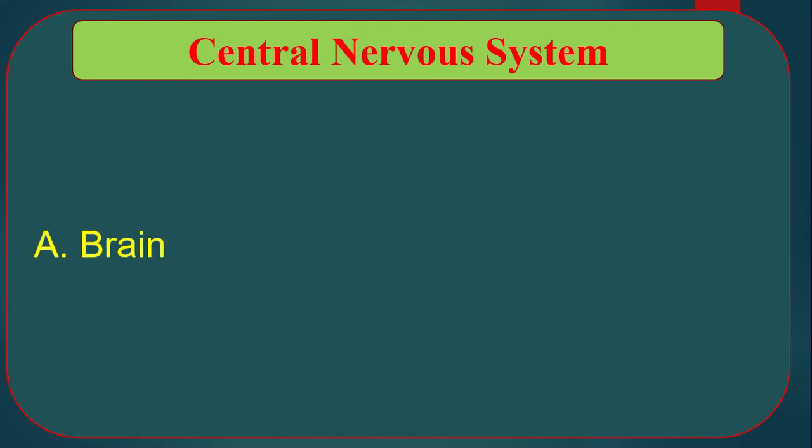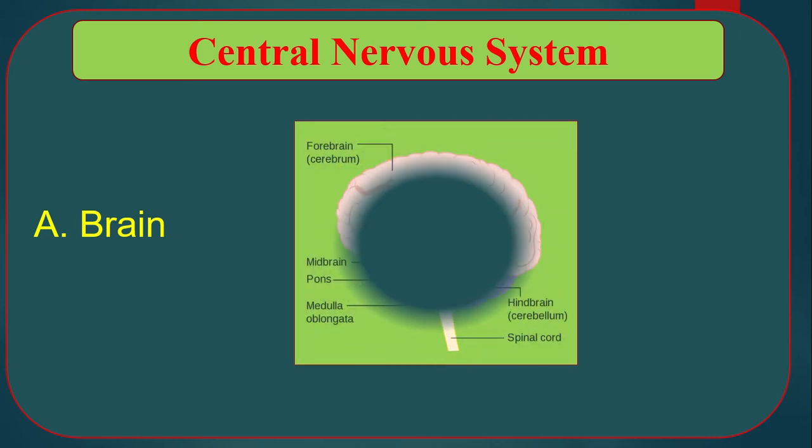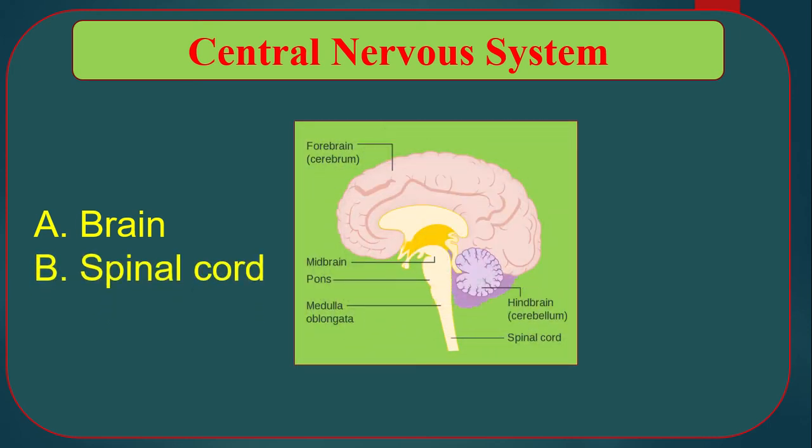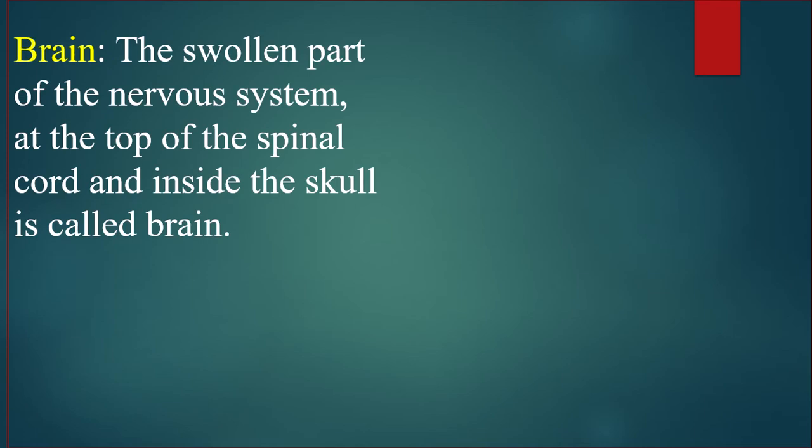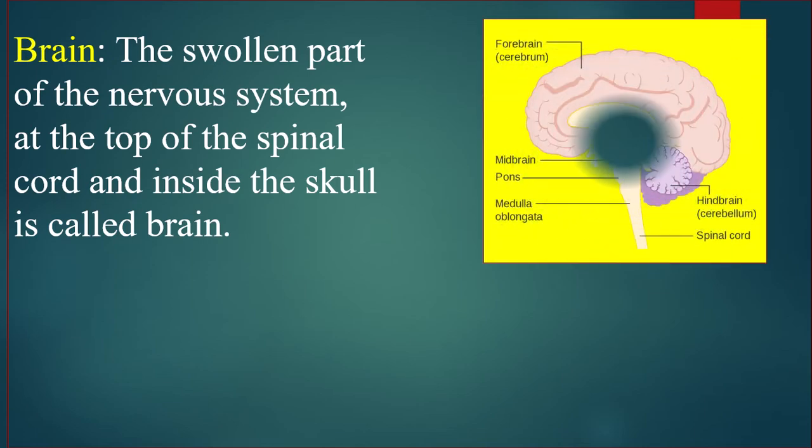Central nervous system is formed mainly by number 1, brain, and number 2, spinal cord. Brain is located in our skull and spinal cord is located in our backbone or vertebral column. The swollen part of the nervous system at the top of the spinal cord and inside the skull is called brain. There is a picture of brain.